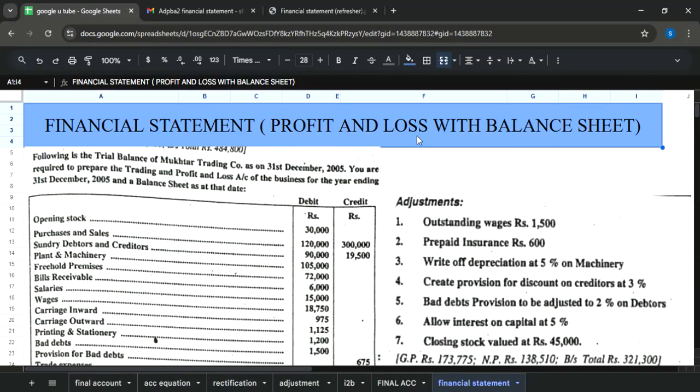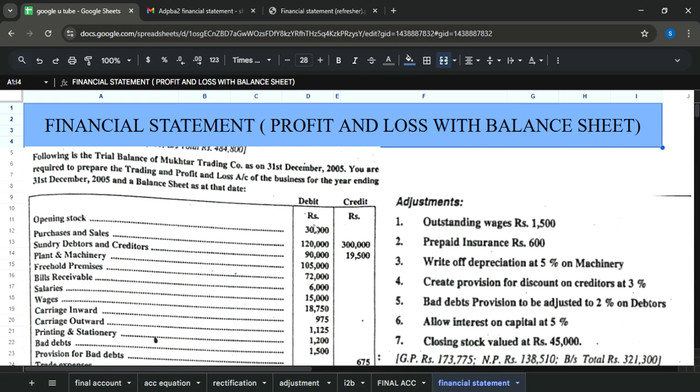Hey guys, hopefully everyone is doing well. Today's target is to solve question number 7. The chapter which we are related with is adjustments in financial statement. You may consider it as the third sample question.